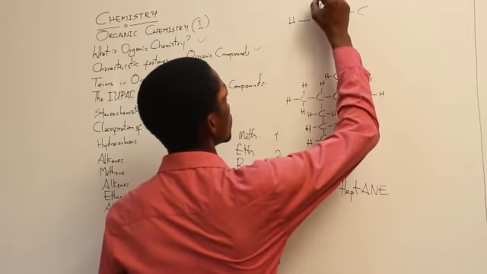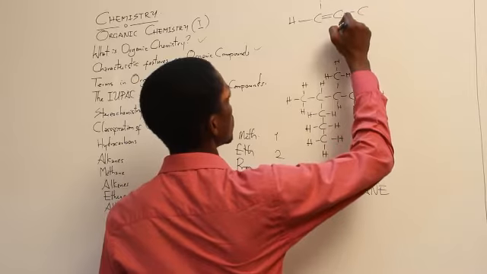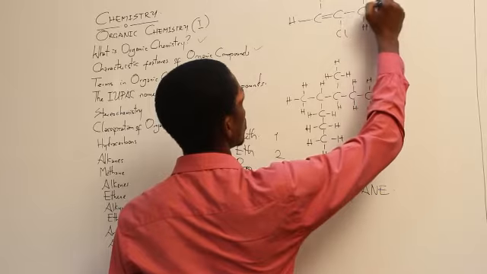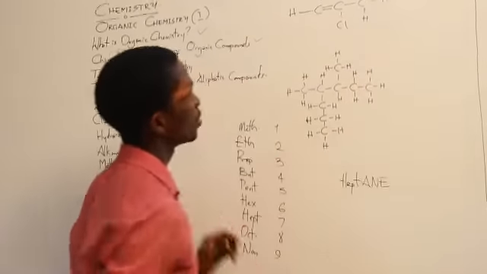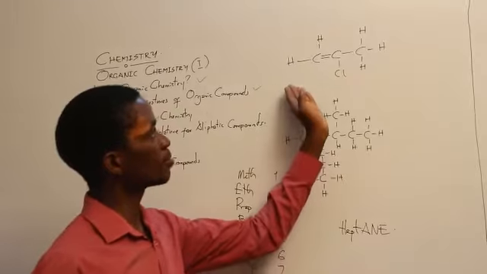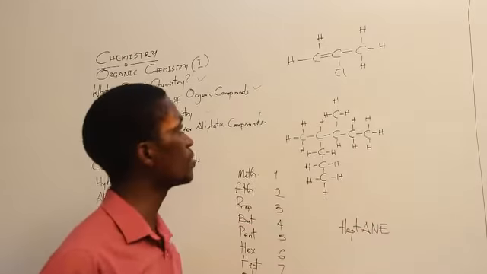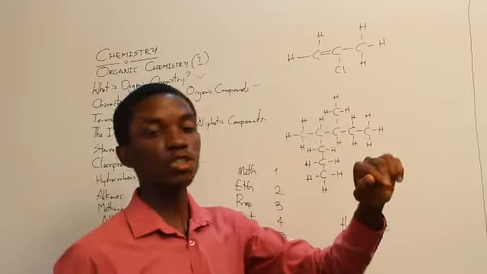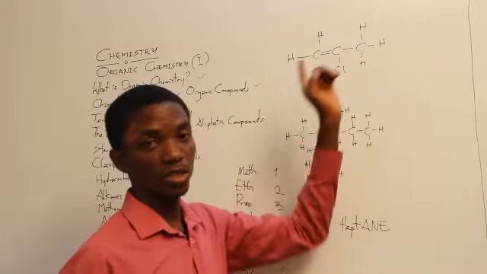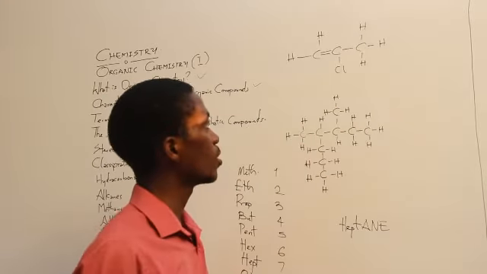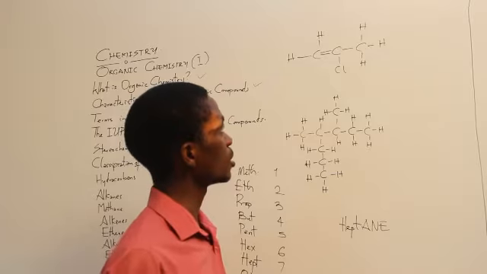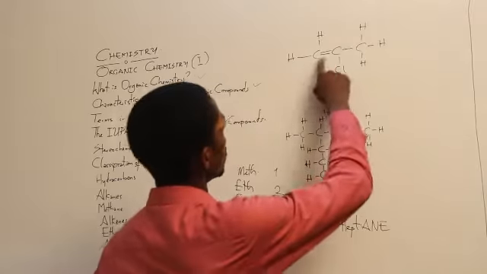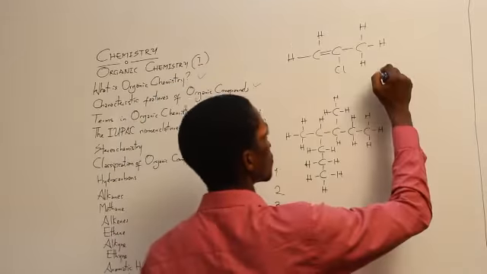H, Cl, H. Something like this now. If I would like to name it, of course, my longest carbon chain is 1, 2, 3. Agreed. We already know that. That's my longest carbon chain. So if I would like to name it, I would call this 1, 2, 3, says it is prop.